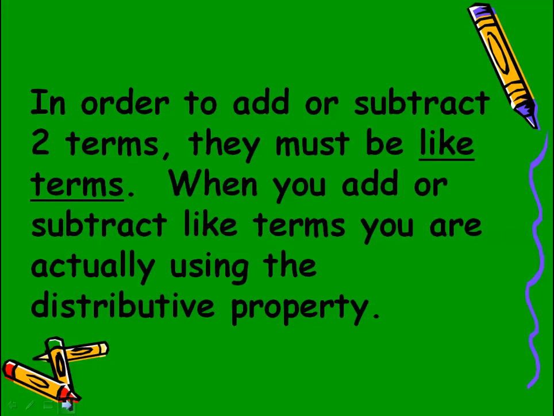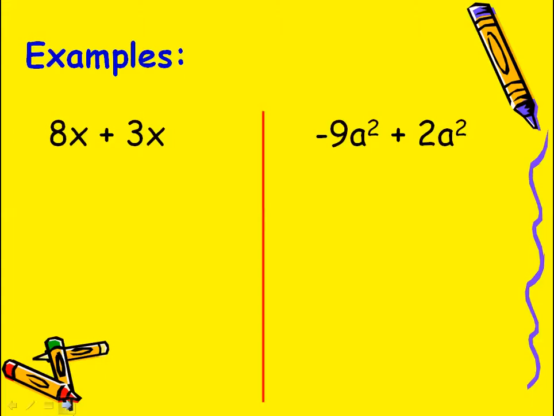In order to add or subtract terms, they must be like terms. In other words, the terms must have the same variable with the exact same powers. When you add or subtract like terms, you're actually using the distributive property. For example, when we look at 8x plus 3x, we note that both of these have a variable of x. The reason this is similar to the distributive property, if we go back, x is being multiplied by 8 and x is also being multiplied by 3. That would be the same as this problem.